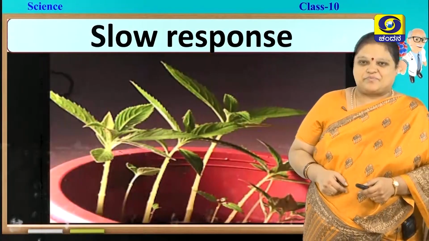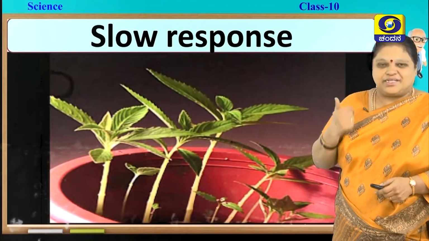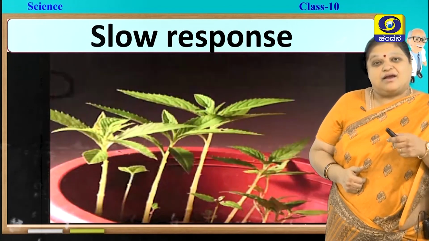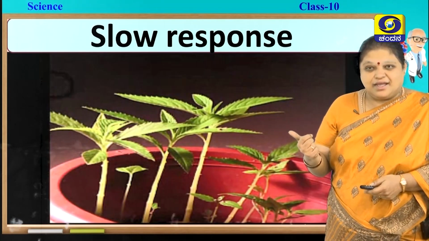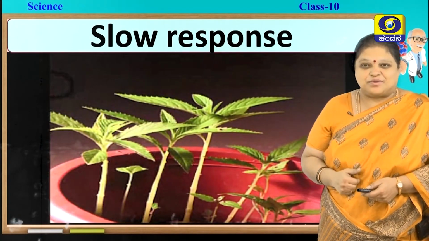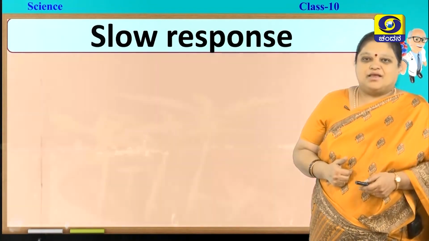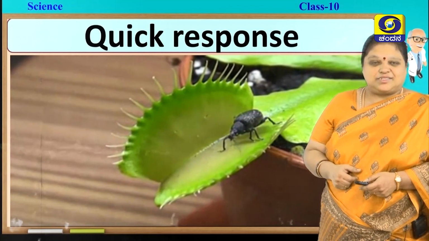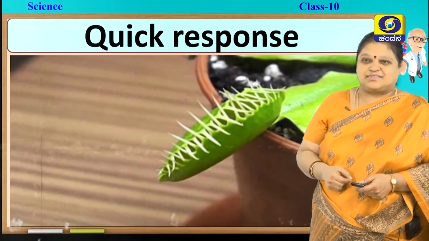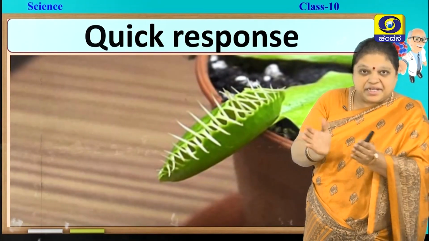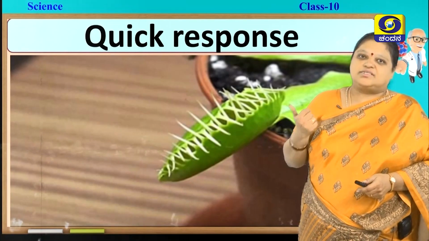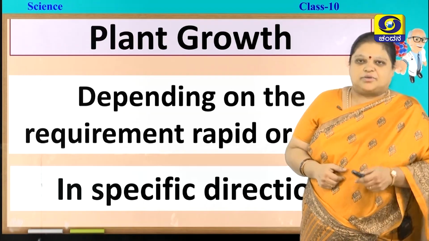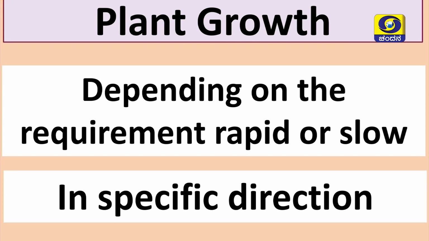So, let us see. The movement in plants may be rapid or slow. Here the movement is very slow, the response is slow, whereas we can see quick responses also. As soon as an insect enters an insectivorous plant, it immediately closes. So, it is a quick response. What about very slow? That is growth.